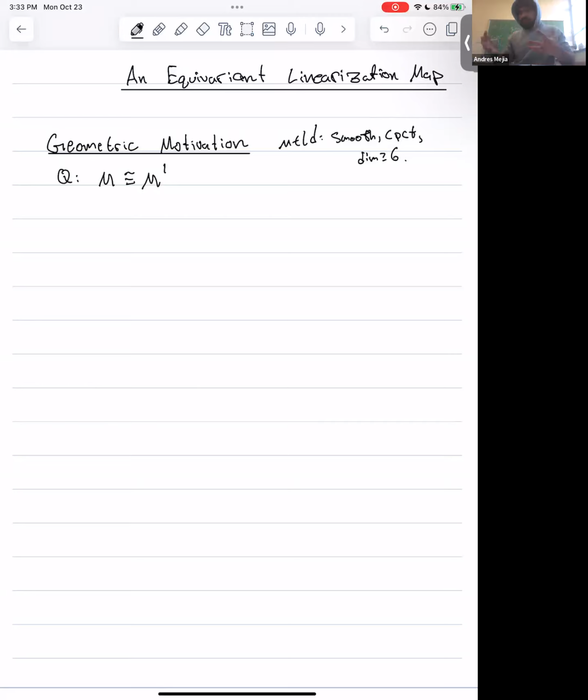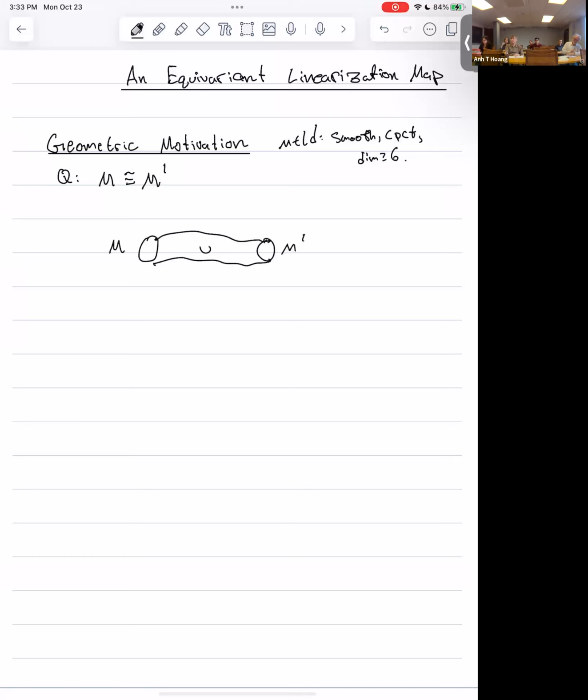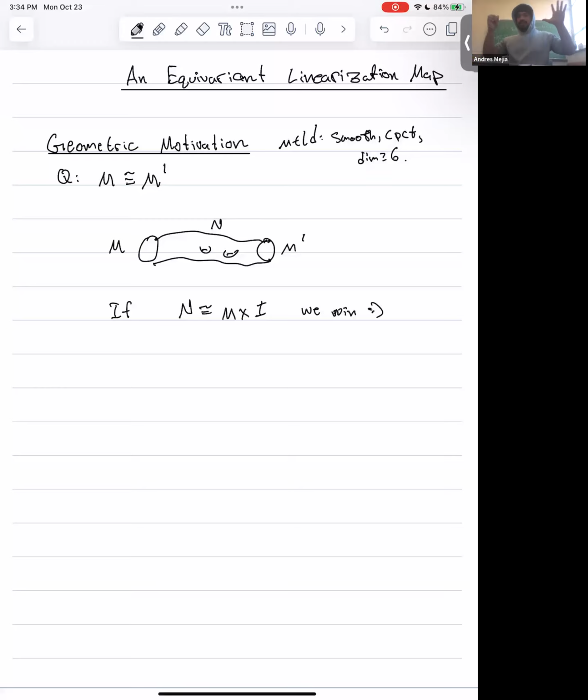And here's a basic strategy for proving this. So first, you start with some manifold M, here's M prime. And you can first try to construct a cobordism between them. So a cobordism here is just a manifold of one dimension higher whose boundary components are M and M prime. And let's call this N. And if we can show that N is diffeomorphic to M cross I, we win. And that's because the diffeomorphisms are given by either side of the cobordism.